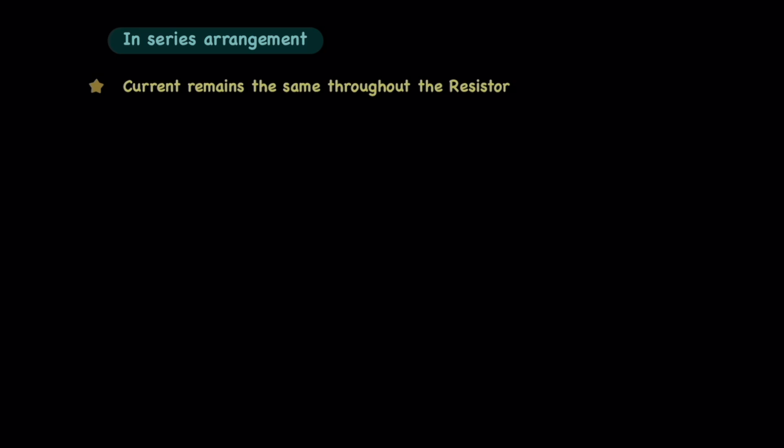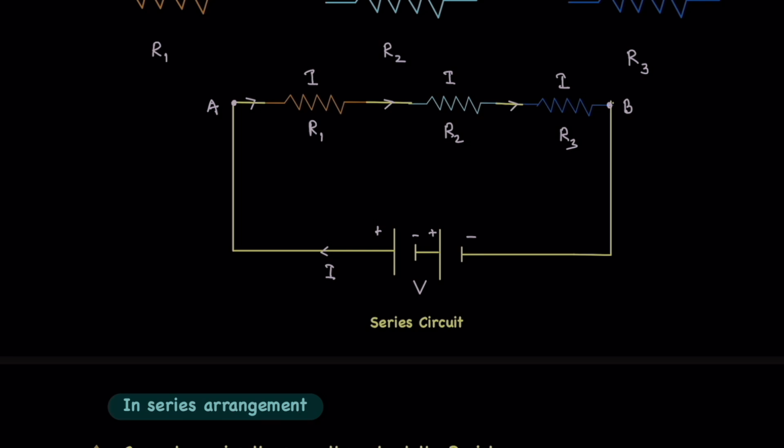Now we will see what change will happen in the voltage. Here our battery produces voltage V. If we consider the first resistance R1 and use Ohm's law, we know that V is equal to IR.